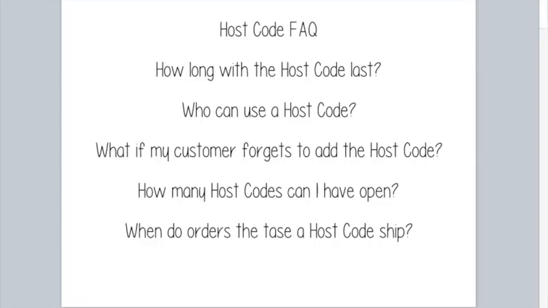What if my customer forgets to add the host code? Well, I showed you in the beginning, that's kind of hard to do now. They get a little warning if they forget. But if they still submit that order without that host code, just call 1-800-STAMP-UP and tell them your customer forgot to use the host code and you would like to apply a host code to an order. Have the order number ready and the host code number ready, and they will do it really quickly. I do this a lot. I get this quite a bit from my customers.